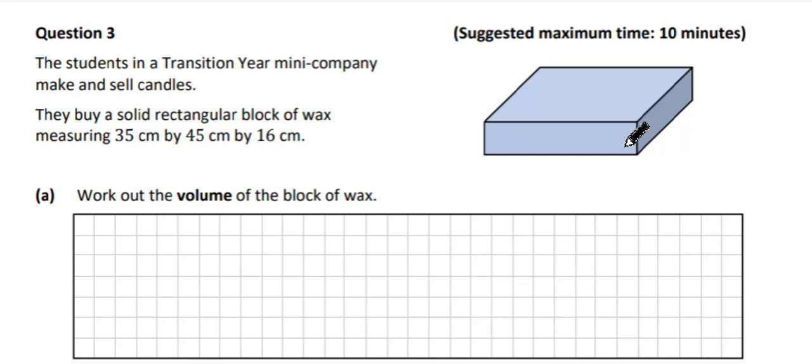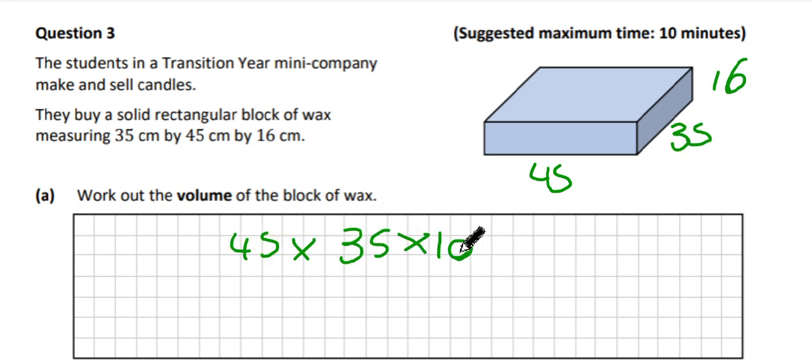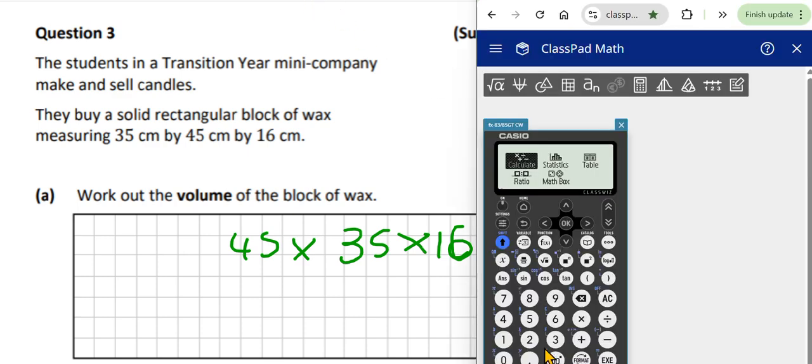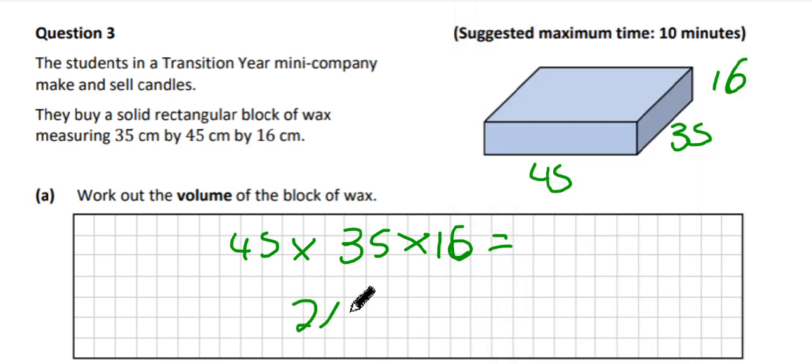This is the volume of a rectangular block of wax. I'm hoping you can all do 45 multiplied by 35 multiplied by 16. So 45 by 35 multiplied by 16. We got our 45 by 35 by 16, and what do we get for that? Everybody happy with 25,200?